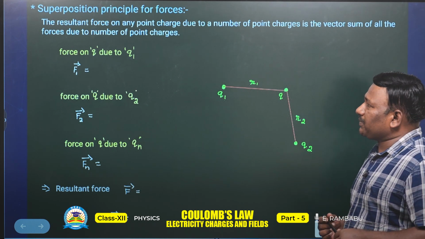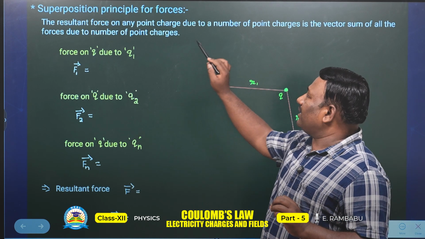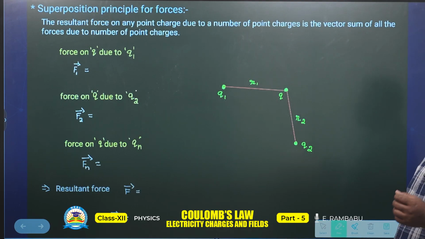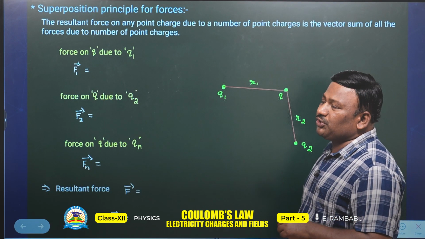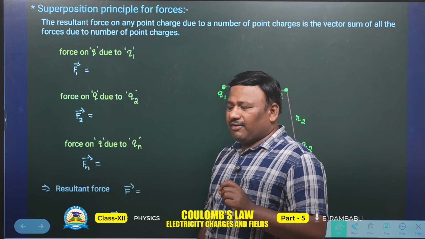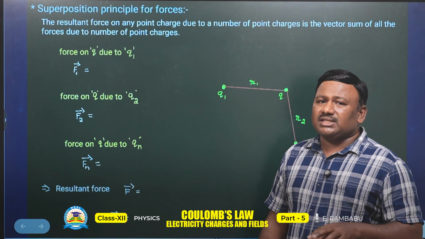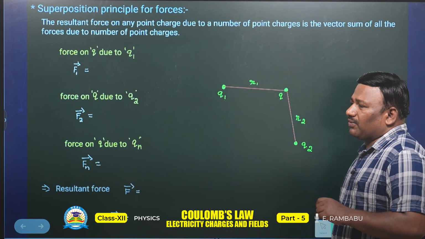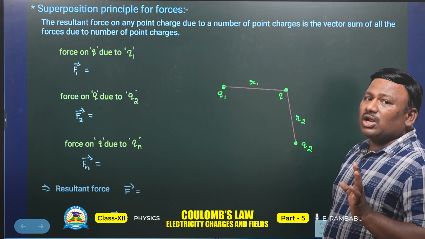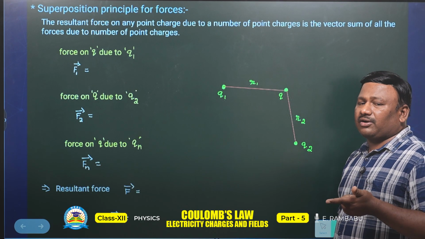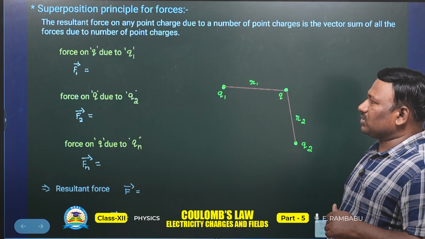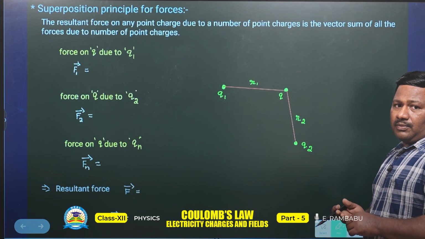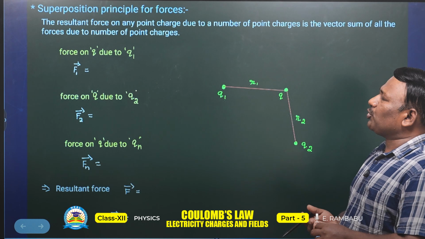What is the superposition principle? The resultant force on any point charge due to a number of point charges is the vector sum of the forces due to the individual point charges. Why do I take the vector sum? Because force is a vector quantity. So we can add forces using vector rules like the parallelogram law or triangular law. Here I am going to take the expression for the force based on the superposition principle.